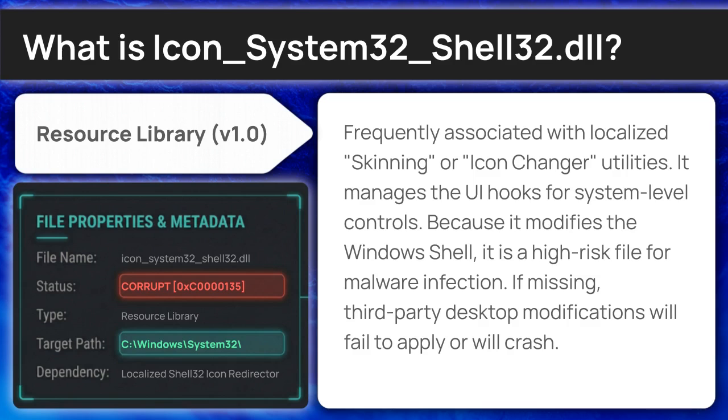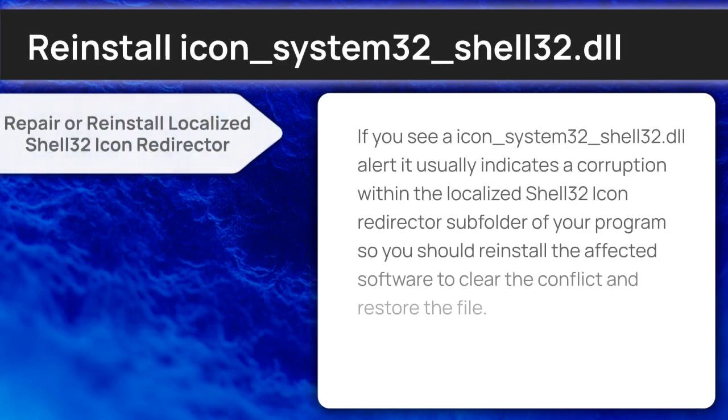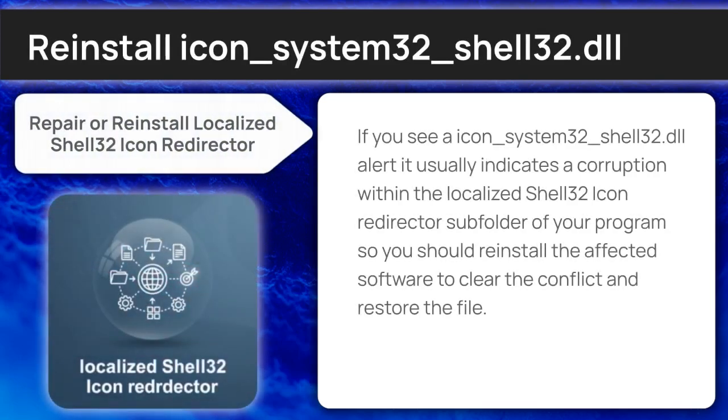Now let's apply the fix by reinstalling the shared system library. If you see an Icon System 32 Shell32 DLL alert, it usually indicates a corruption within the Localized Shell32 Icon redirector subfolder of your program, so you should reinstall the affected software to clear the conflict and restore the file.